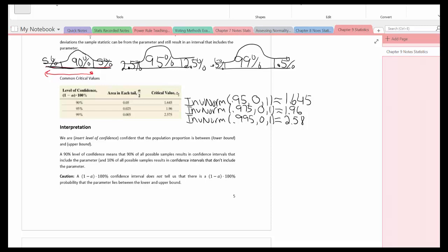Caution. A 1 minus alpha times 100% confidence interval does not tell us that there is a 1 minus alpha times 100% probability that the parameter lies between the upper and lower bounds. That is not what it's telling us here.